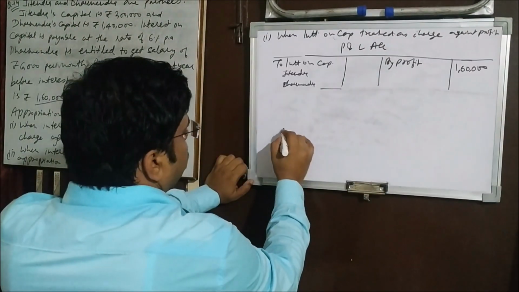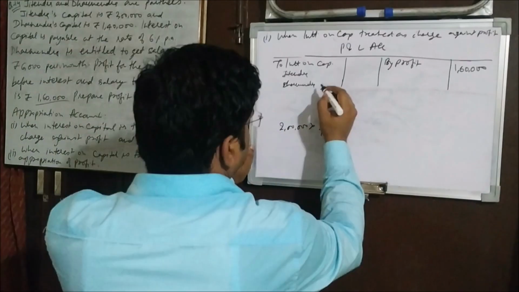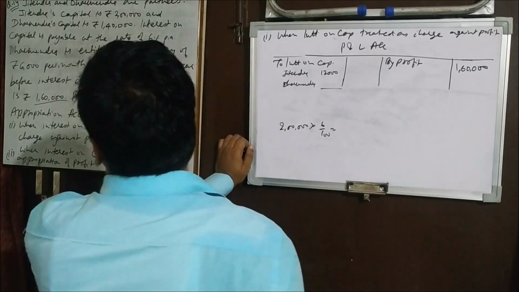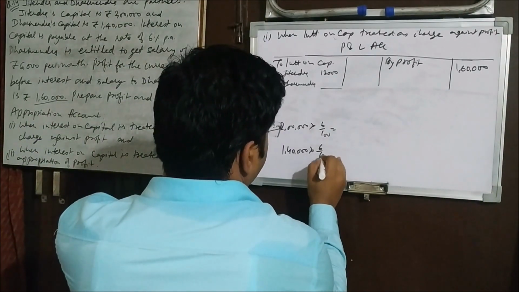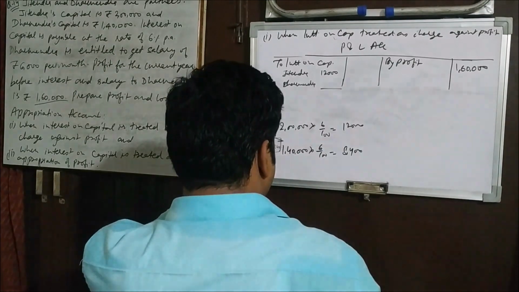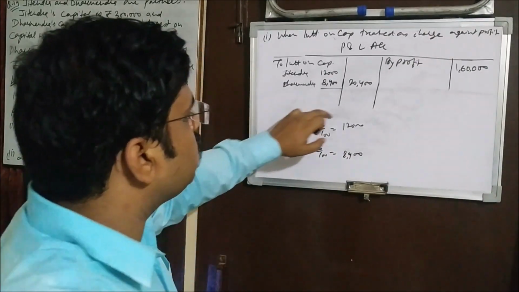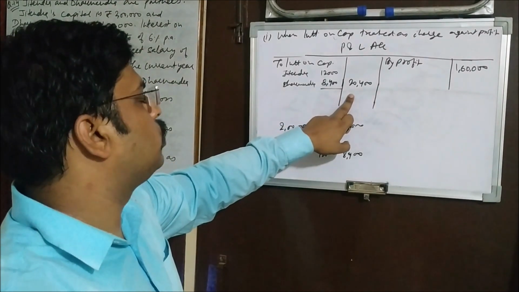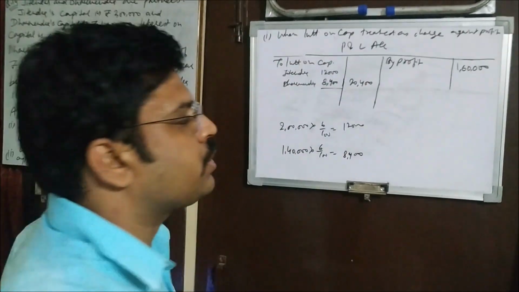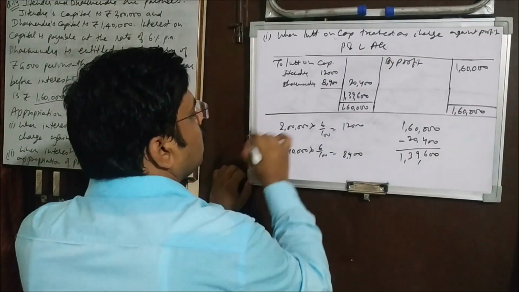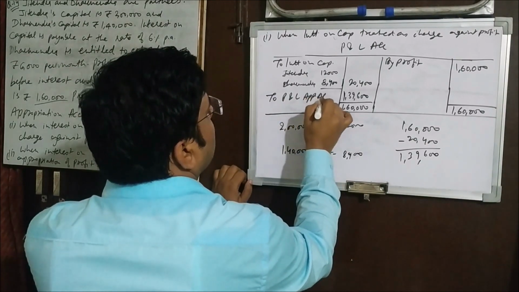1,60,000. Jitendra's capital is 2 lakh. What is the rate of interest? 6%. That is 12,000. Okay. So Dharmendra's capital is what? 1,40,000 and 6% of that is 8,400. Total comes out 20,400. Okay, so that is the total interest on capital for both the partners. Now the rest of the profit will be transferred to profit and loss appropriation account. 1,39,600 to profit and loss appropriation account.